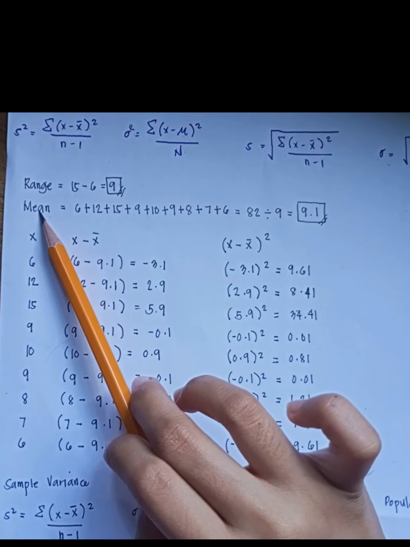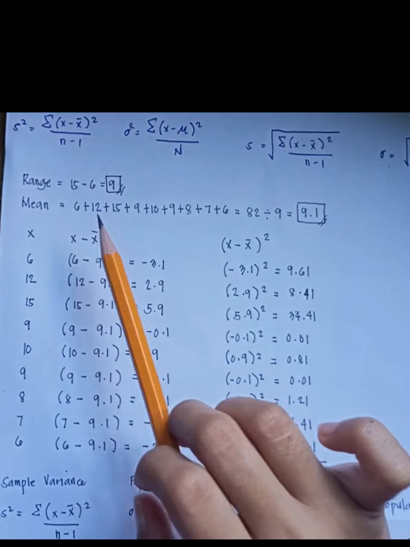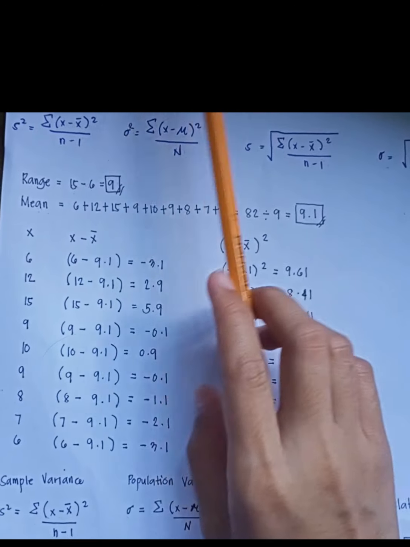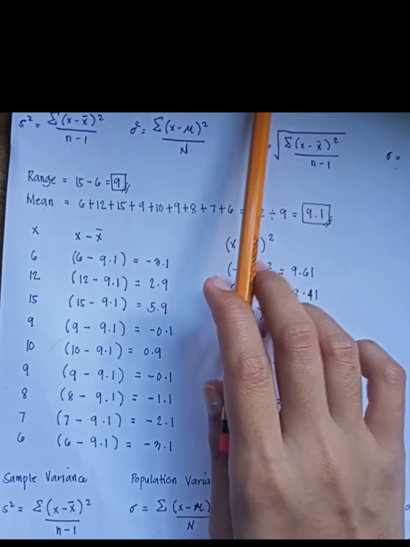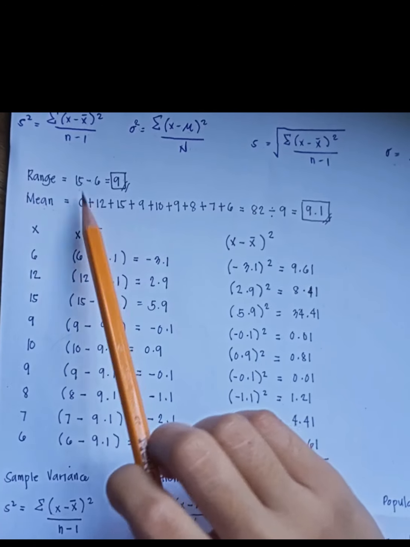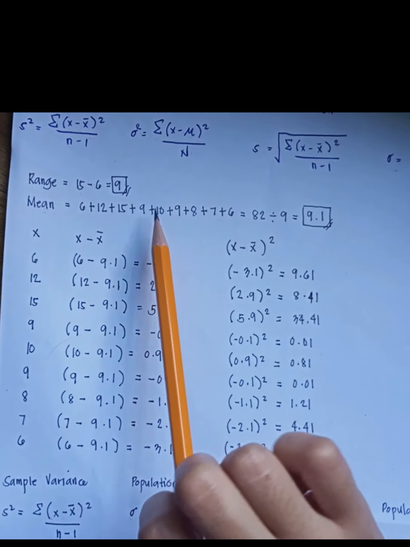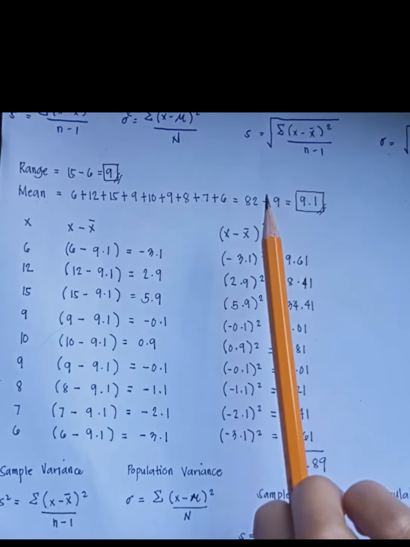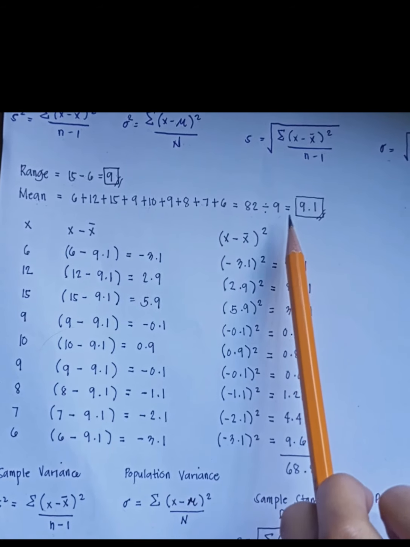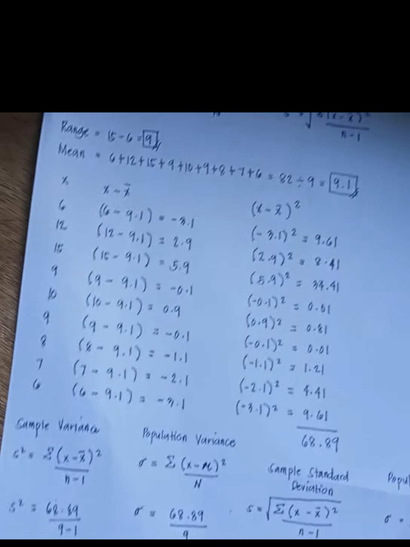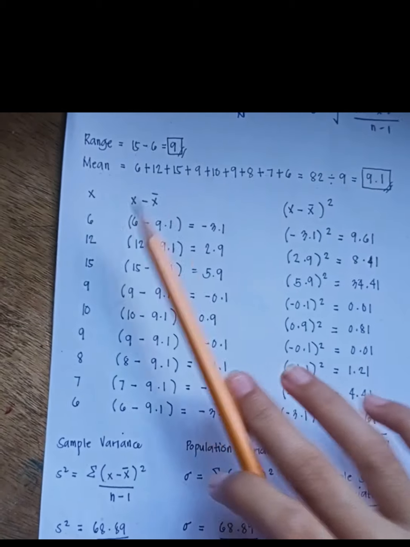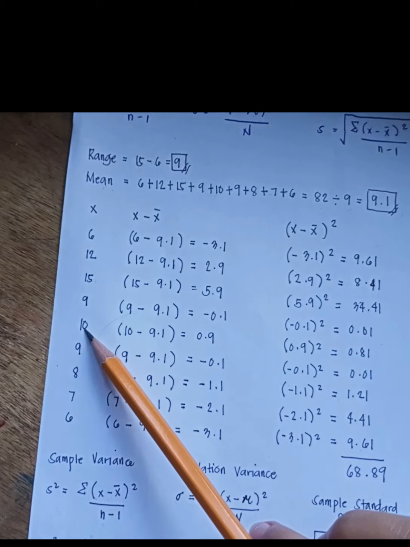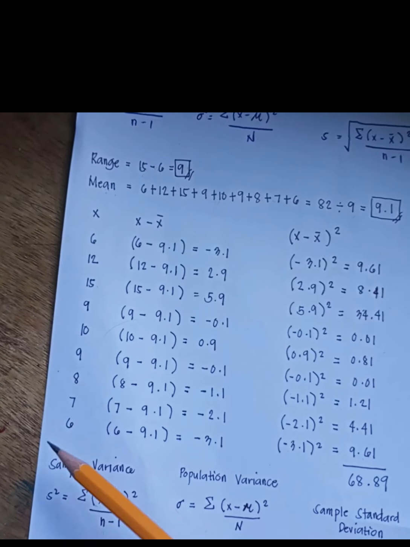In finding the mean, we will add all the given numbers and divide by how many numbers are given. So 6 plus 12 plus 15 plus 9 plus 10 plus 9 plus 8 plus 7 plus 6 is equal to 82. Divided by 9 is equal to 9.1.